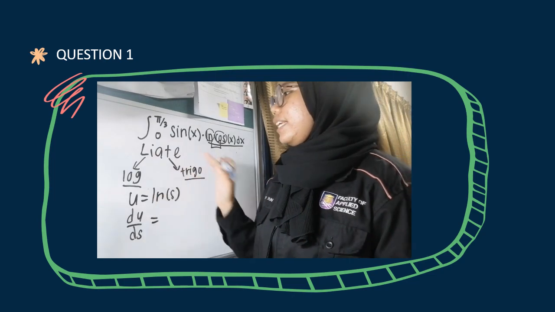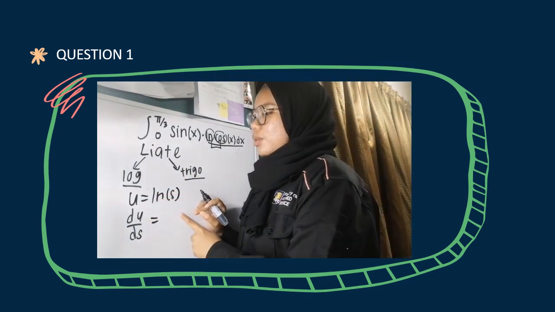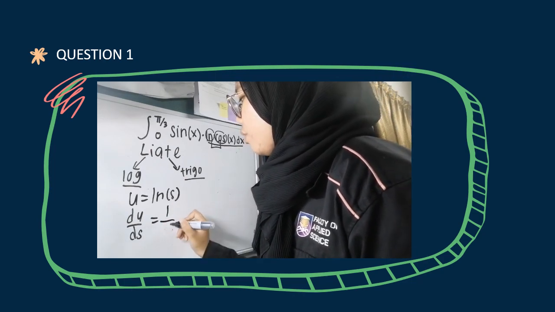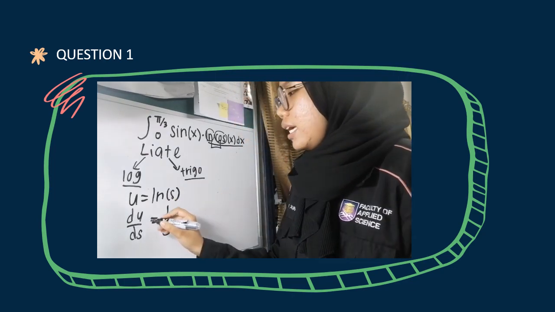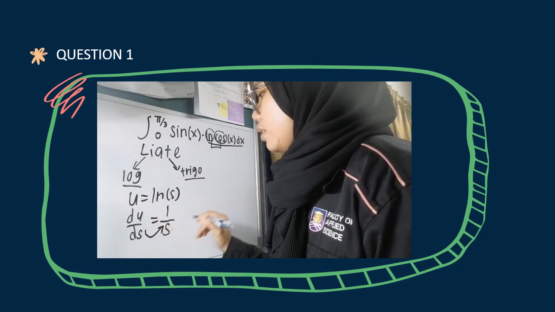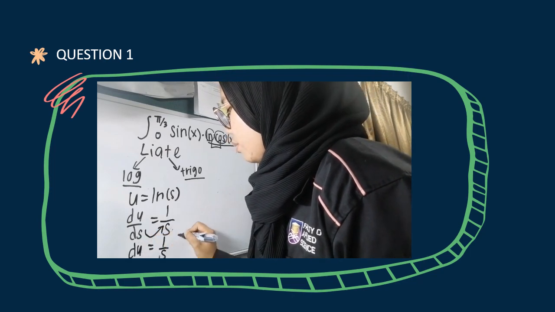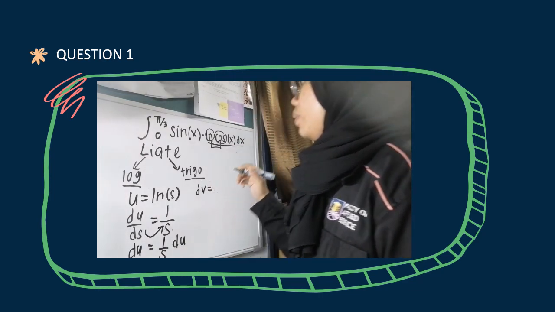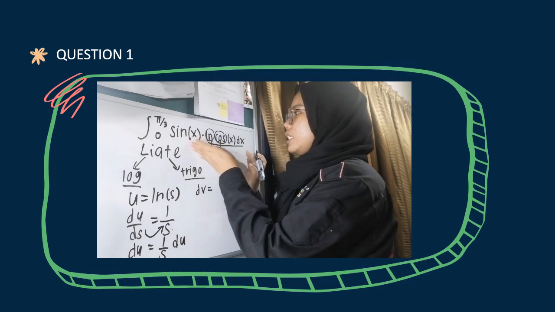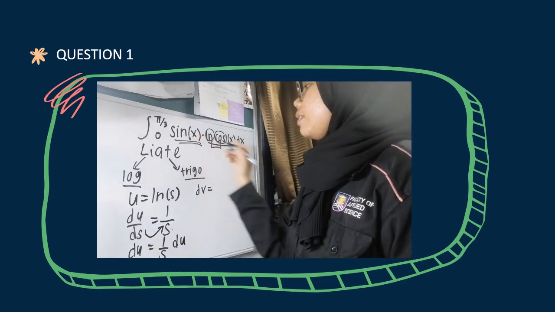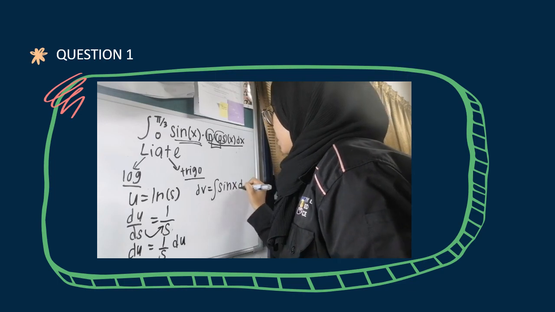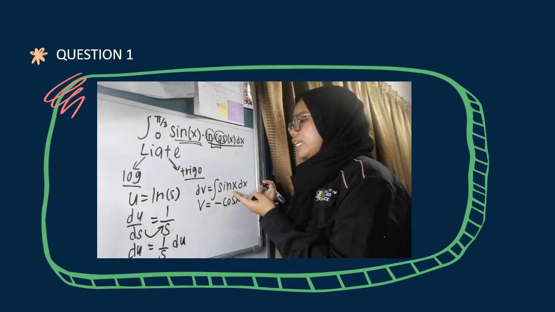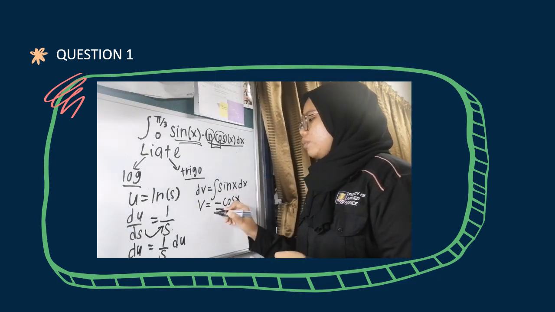As we chose u as ln s, we have to find du over ds. The derivative of ln s is 1 over s. Then we move the ds to find du, so we get 1 over s ds. For dv, we take the rest of the question that we didn't choose yet, so we have sine x dx. Then v is equal to negative cos x, because when we integrate sine x, it changes into negative cos x.